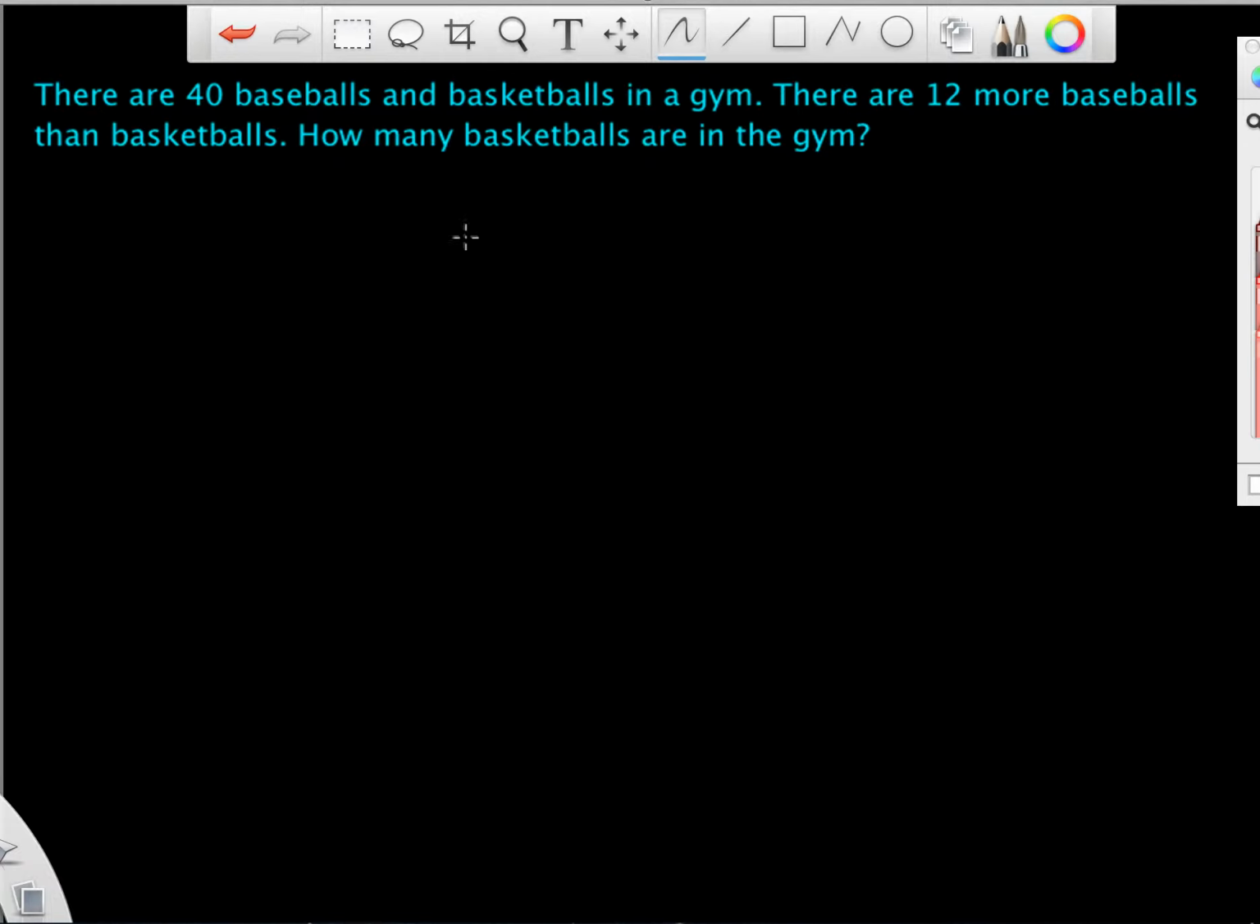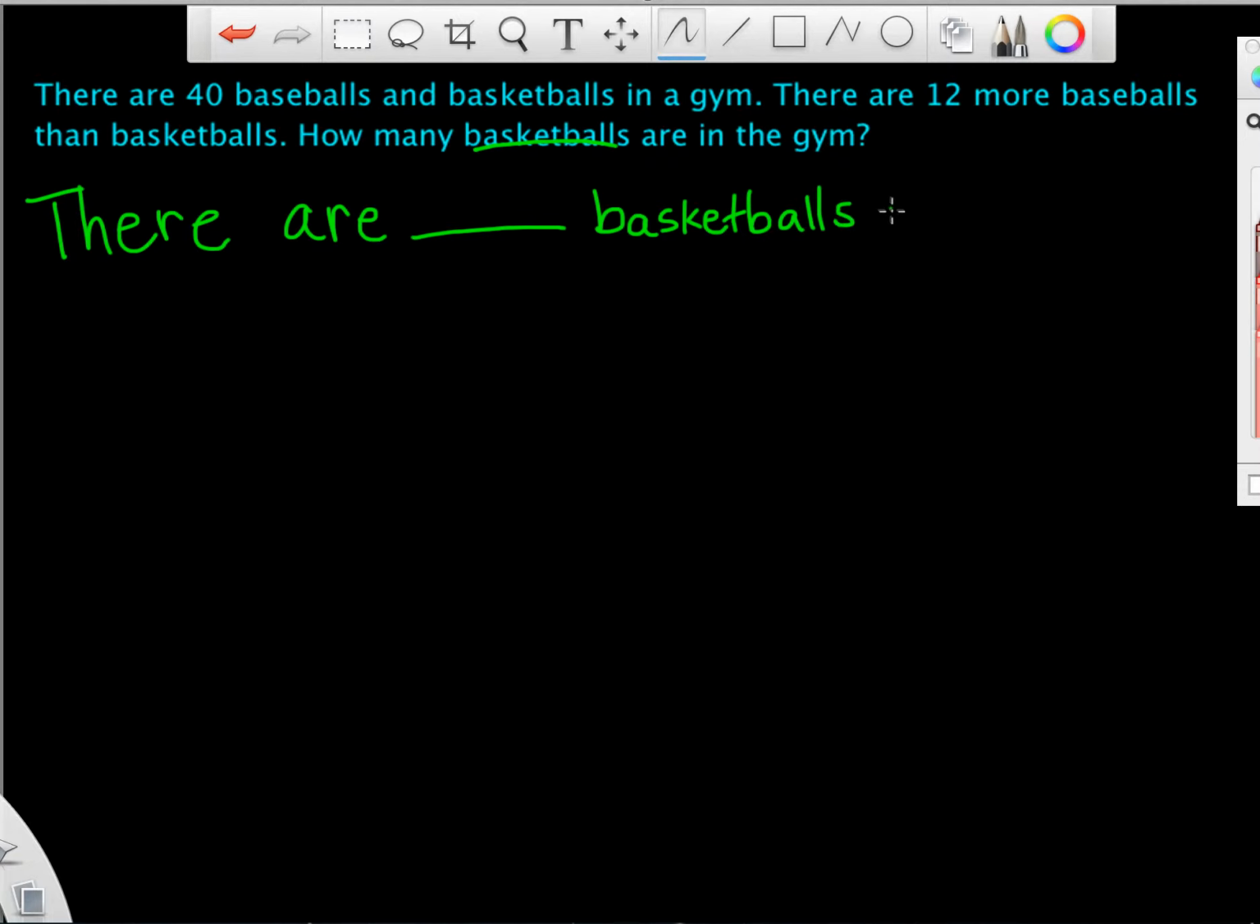I see a question mark. It's here at the end. Let's reread it. How many basketballs are in the gym? So what we're looking for is how many basketballs. Let's write it as a statement. Let's write it in a color that you can actually see. How's this? There are blank. And what are we looking for? We're looking for basketballs. There are blank basketballs in the gym.